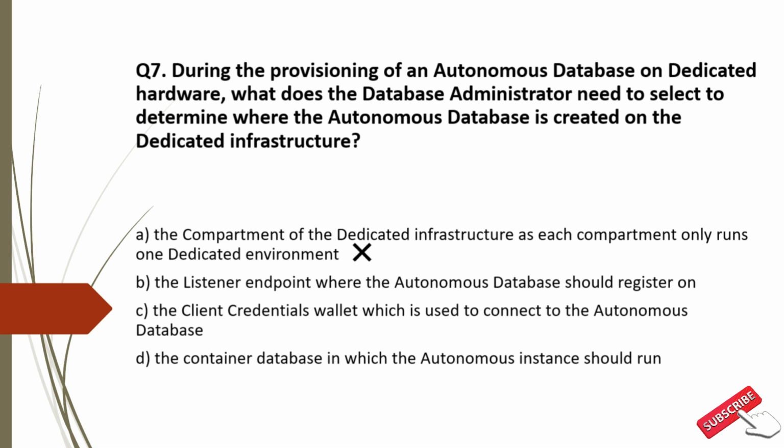Option B, the listener endpoint where the autonomous database should register on. This is also incorrect. Option C is also incorrect. The last option, option D, the container database in which the autonomous instance should run. This is correct. This matched with the point number 8. So the correct option for question 7 is option D.